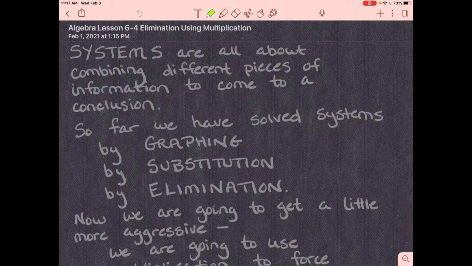Hi guys, this is lesson 6.4. It's called Elimination Using Multiplication.